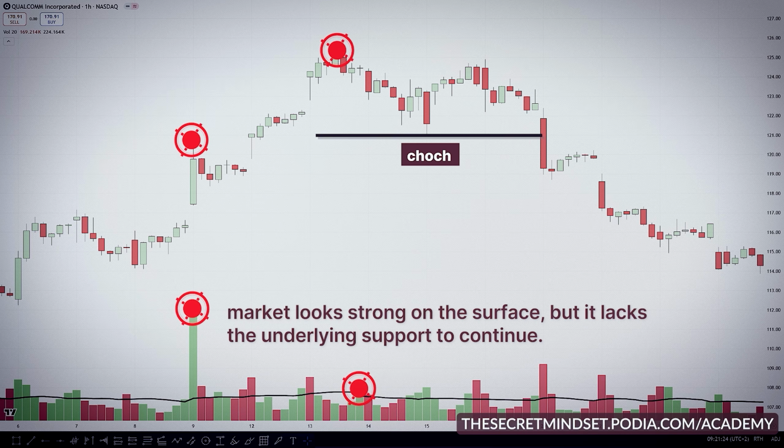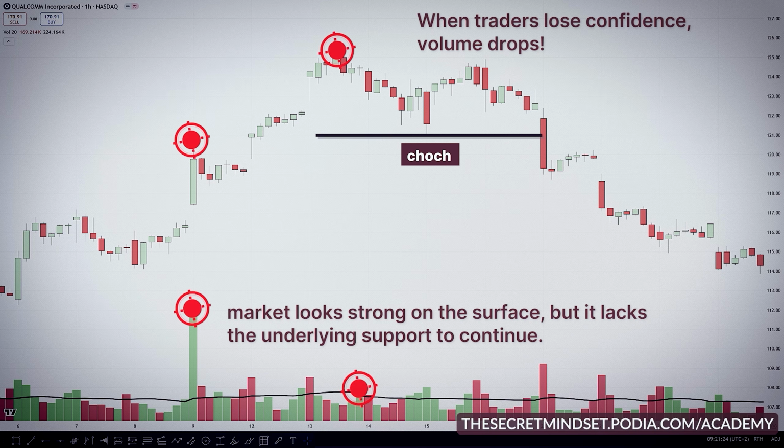And another point, market psychology becomes visible through volume analysis. When traders lose confidence, volume drops. This silent signal often precedes significant market movements.